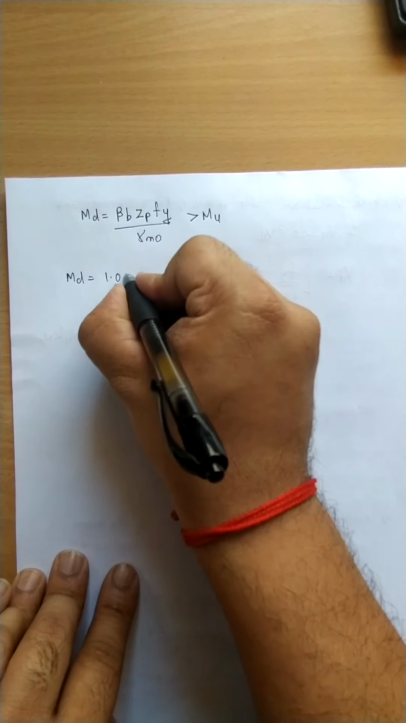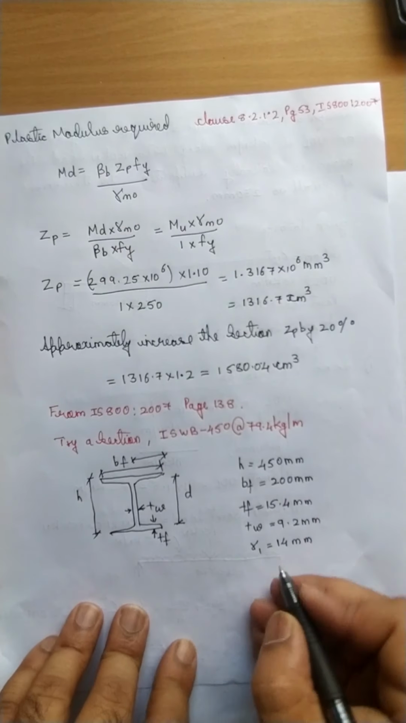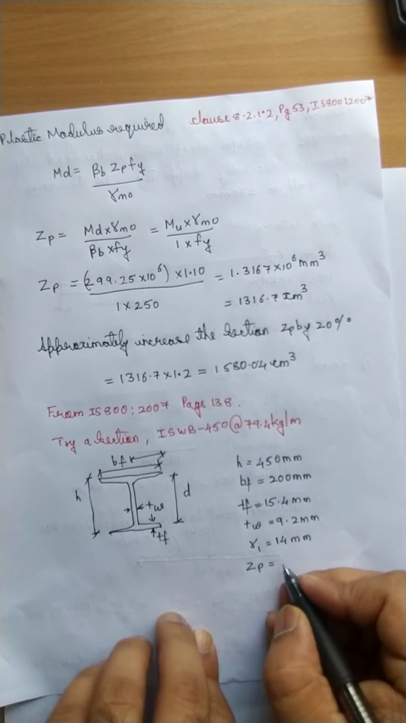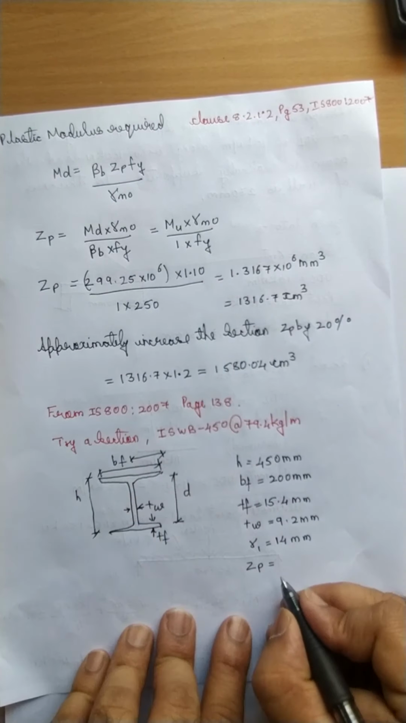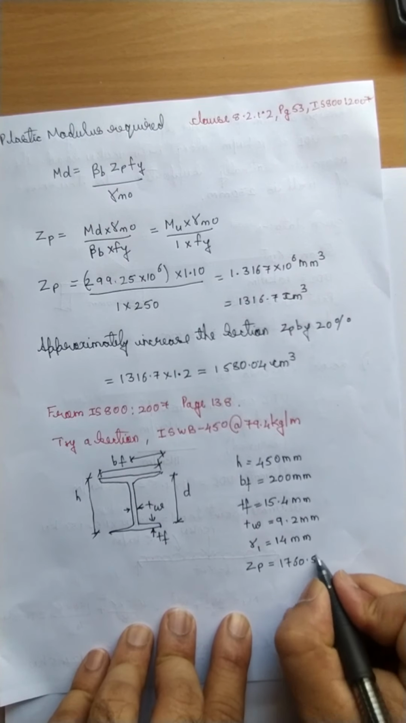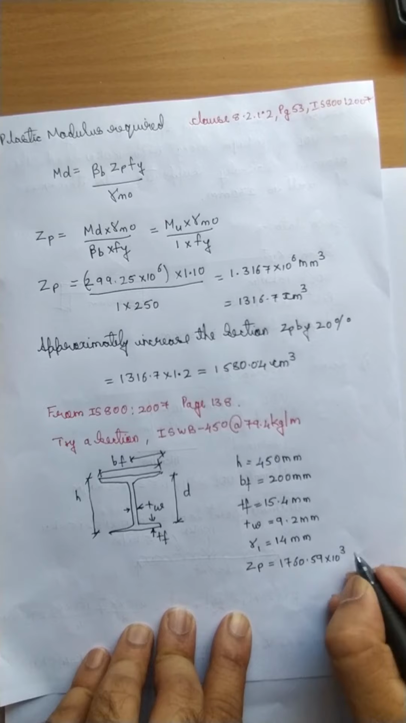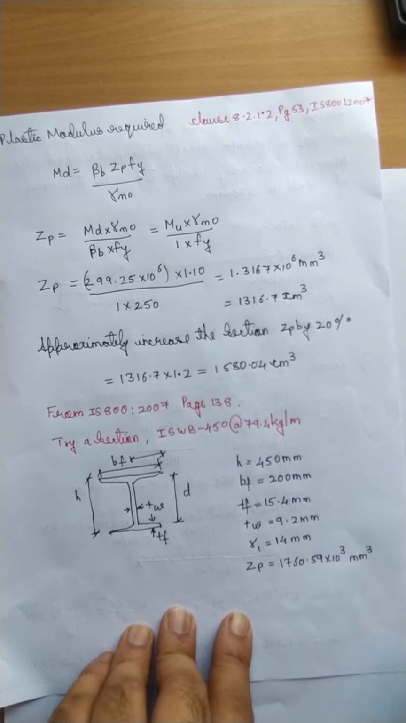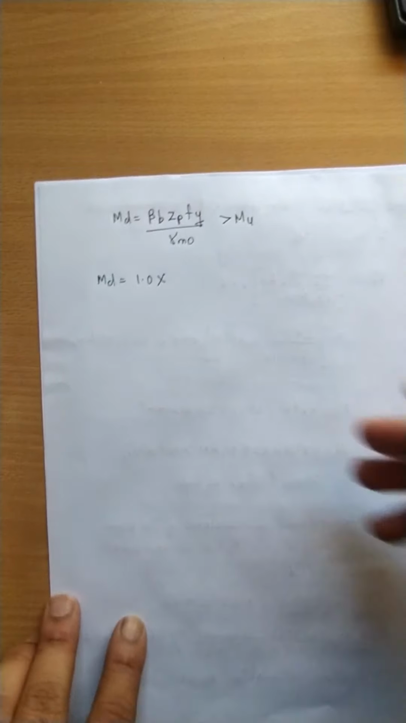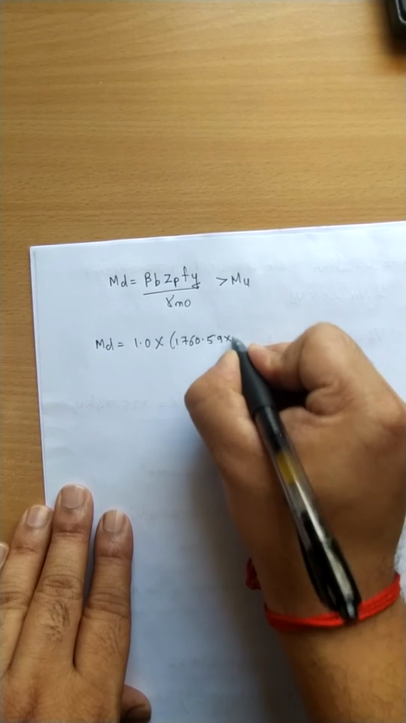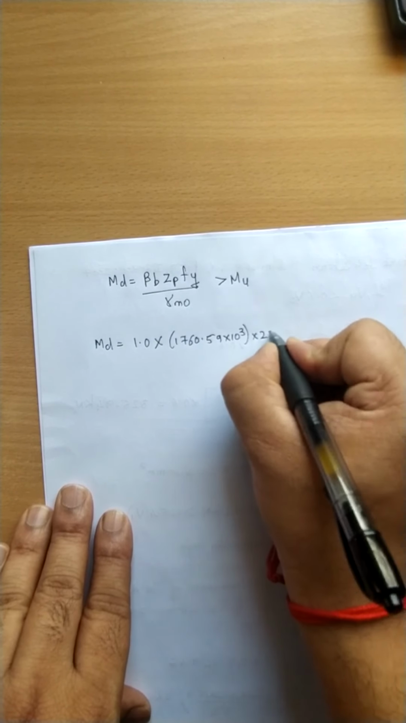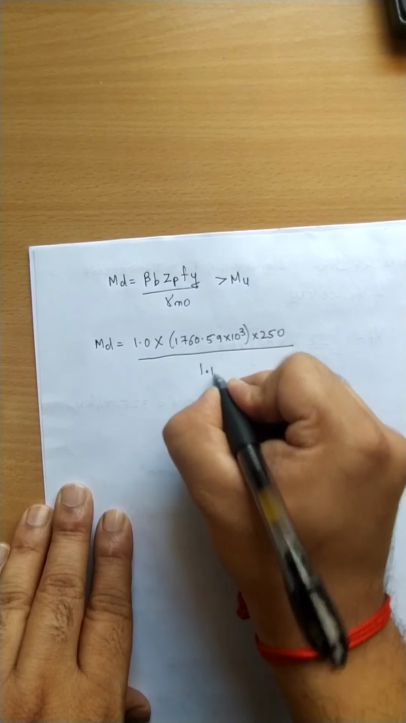Beta B is 1. ZP, we have to take the one which we have provided. So ZP provided for this is from page number 138, so note it down. This is working out to be 1760.59 into 10 raised to 3 mm cubed. This is the value which we will substitute here. So this is 1760.59 into 10 raised to 3, Fy is 250 and gamma m0 is 1.1.